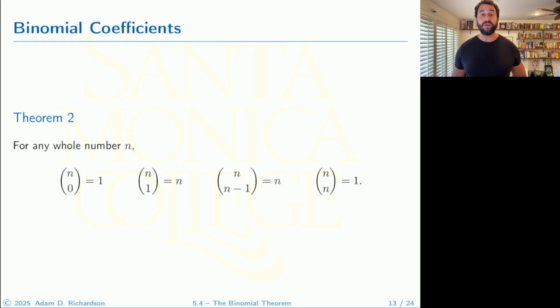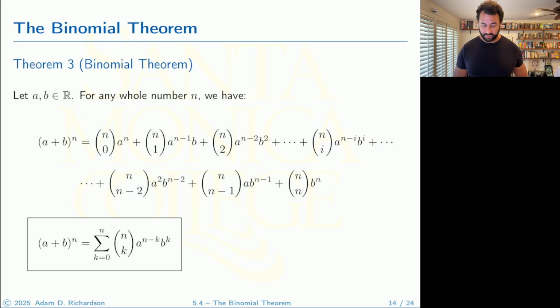Okay, now we are ready to state and look at what is called the binomial theorem, the name of this section. So here is the binomial theorem. For any real numbers a and b, for any whole number n, we have this. A plus b to the n is written like this in expanded form, and then we're going to get this closed form in a minute, but I want to walk through it. Look at the coefficients first. N choose 0, n choose 1, n choose 2, n choose i, dot, dot, dot, n choose n minus 2, n choose n minus 1, n choose n.